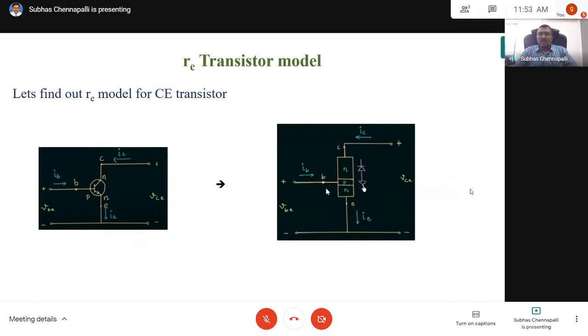So this diode is across base and emitter, that gets forward biased. This diode is across base and collector, that gets reverse biased for keeping the transistor in the active region as an amplifier. So between B and E, I will get a forward biased diode, and between B and C, I will get a reverse biased diode.